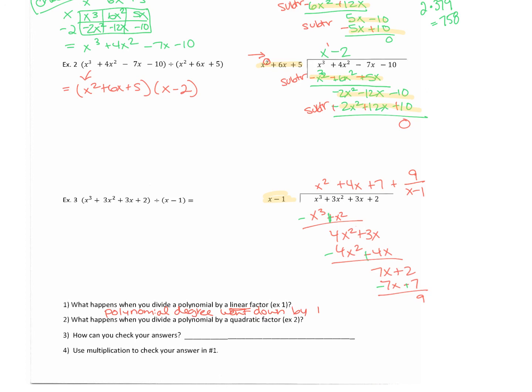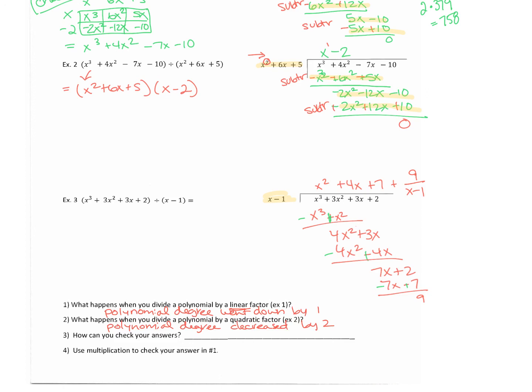So when I divide my polynomial by a quadratic factor, my polynomial degree decreased, which is probably a better way to say that than went down, by 2. So it looks like when I divide by something, my answer goes down by that many degrees, whatever degree my divisor was. How can you check your answers?